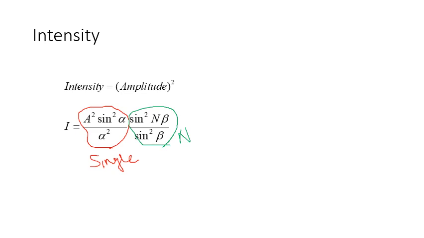So let us see about the interference. I'm going to take the second term in the intensity expression as z equal to sine square n beta divided by sine square beta. I'm going to study the intensity distribution of the diffracted beam on the screen. In order to study the interference effect, I'm going to differentiate z with respect to beta.